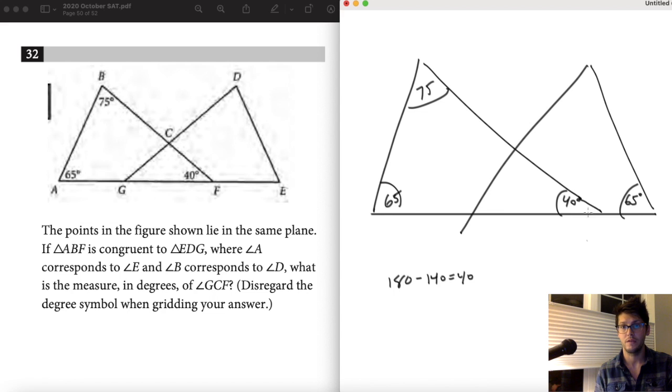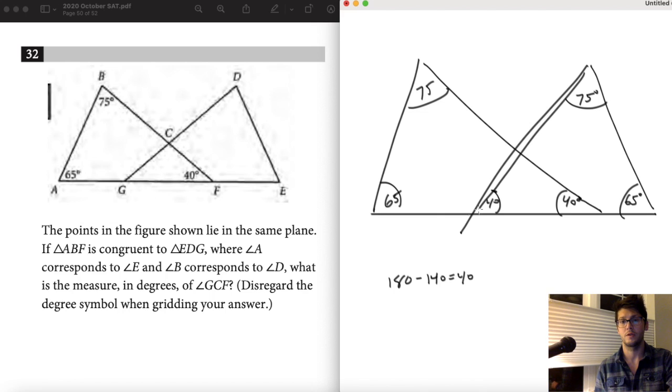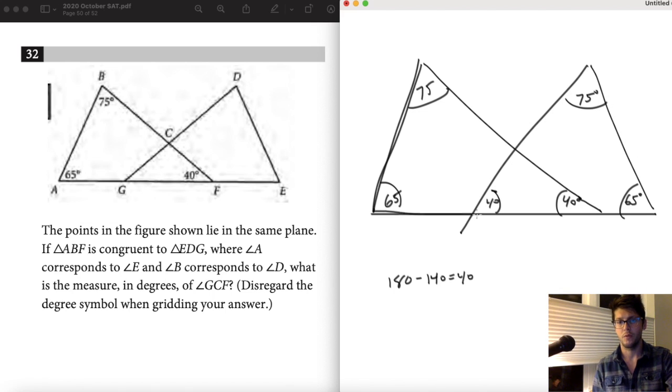Which means that for this triangle, 40 degrees. I mean, when I'm talking triangles, I'm seeing this big triangle, comparing that with this big triangle. And now I can tell you that 180 degrees minus these two 40s is 100 degrees. So 180 minus 40 leaves 100. And that's what they wanted, right?